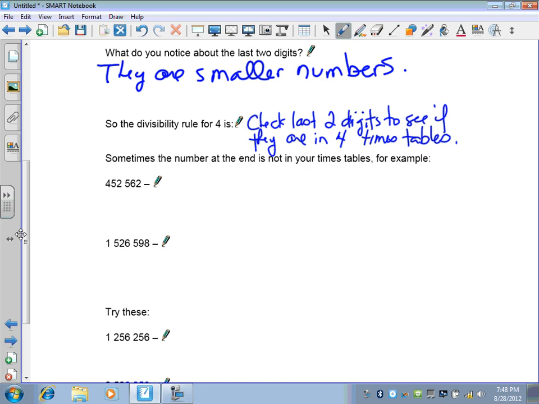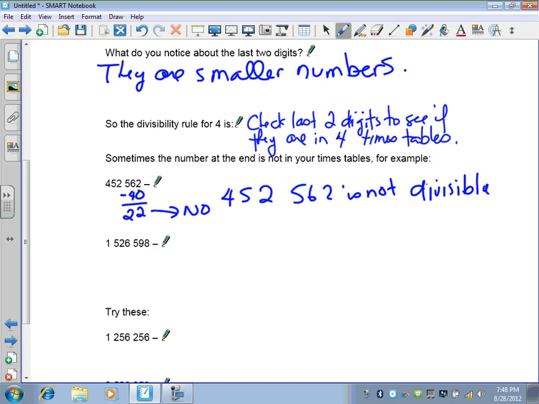So for example, if I take 62 and I subtract 40, I'm going to have 22 left over. Now, is 22 in the 4 times tables? No, it is not. So 452,562 is not divisible by 4 evenly. All right, let's check the next one.